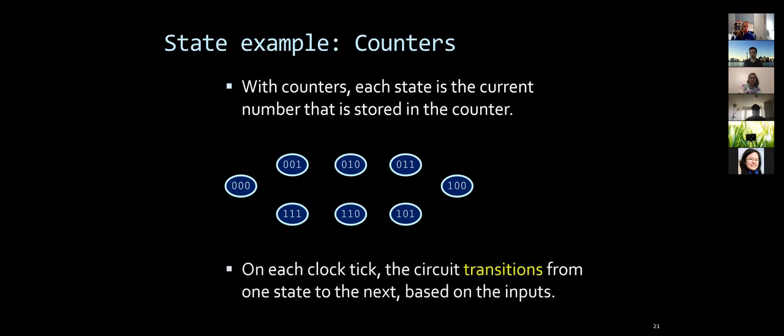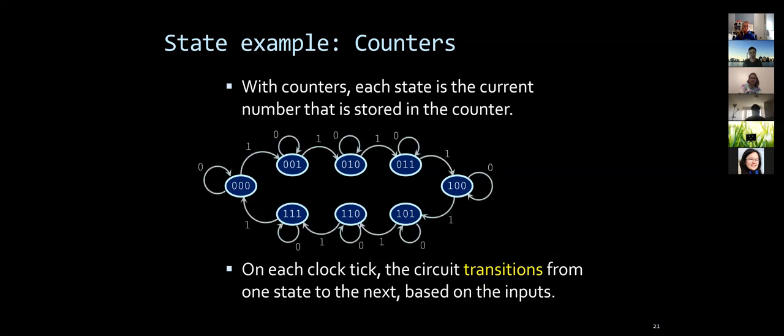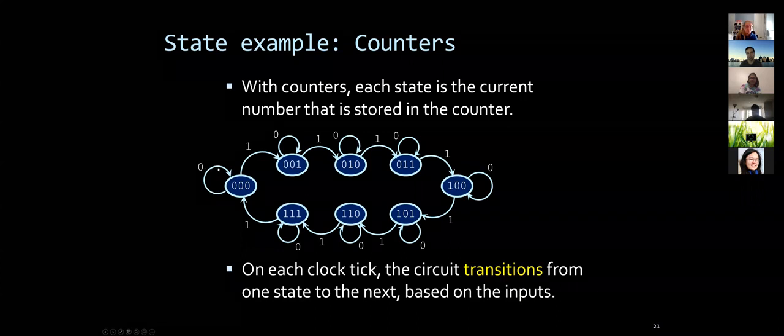Then on each clock tick, the circuit transitions from one state into another. That other state might be the same or different. So how do we draw that in finite state machines? Bear with me here if it looks too complicated. For example, this 0, 0, 0. If the input is 0, so it's not enabled, there's no enable of the change of the counter. You just stay in the same state. This is what the arrow shows.